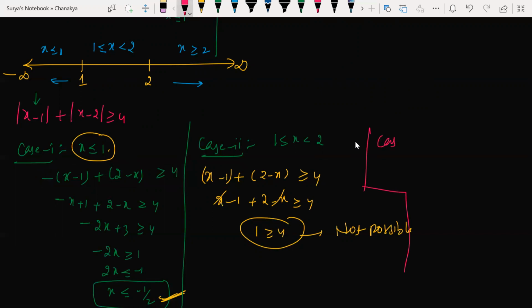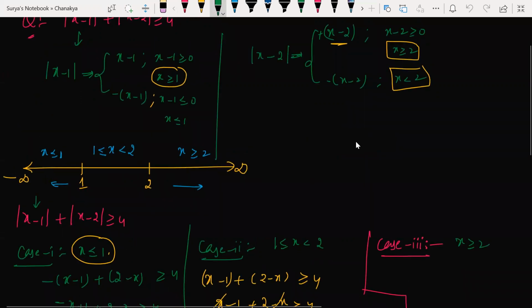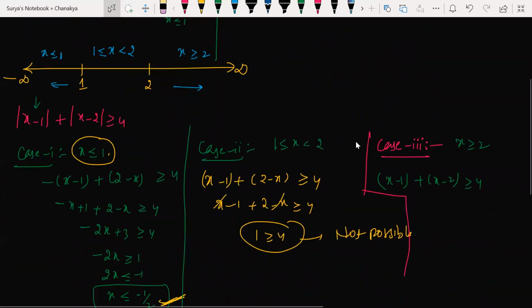Okay. Now case 3. What is case 3 here? x greater than or equal to 2. How is the function defined? x minus 1, and greater than or equal to 2 means x plus 2. x minus 2 greater than or equal to 4. Right, solve this. x plus x minus 3 greater than or equal to 4.